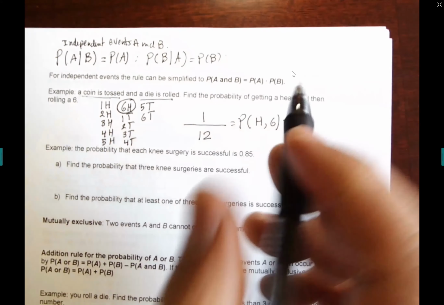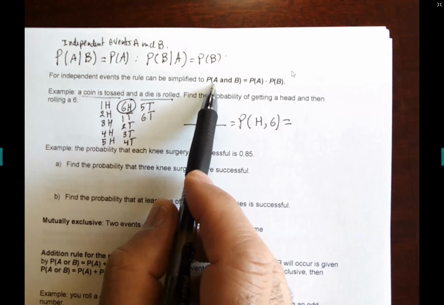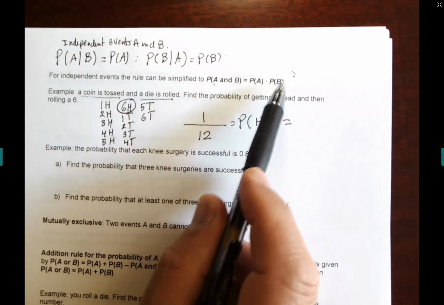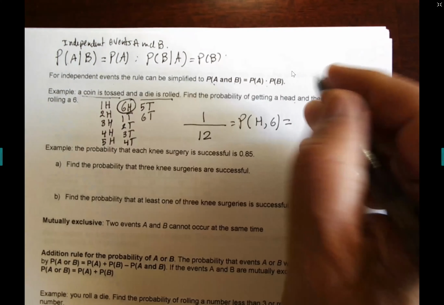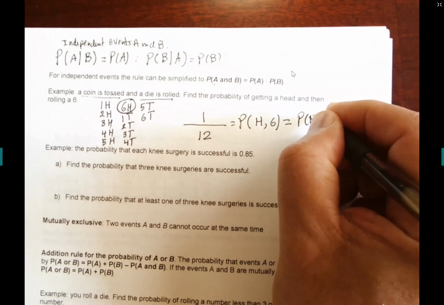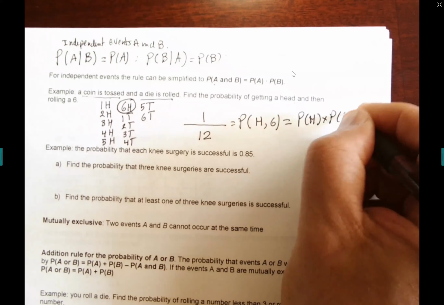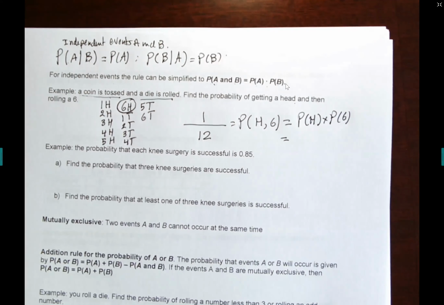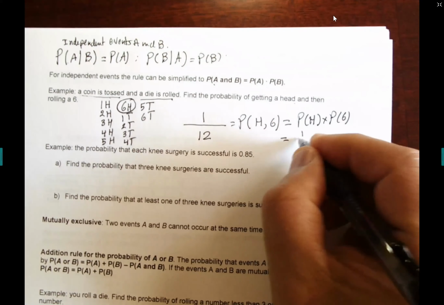But what the formula says here is, instead of doing the coin and the die together, you can do them separately. That would be the probability of a head times the probability of getting a 6. What is the probability of getting a head, guys? When you toss a quarter, what's the probability of getting a head? 1 out of 2, great.